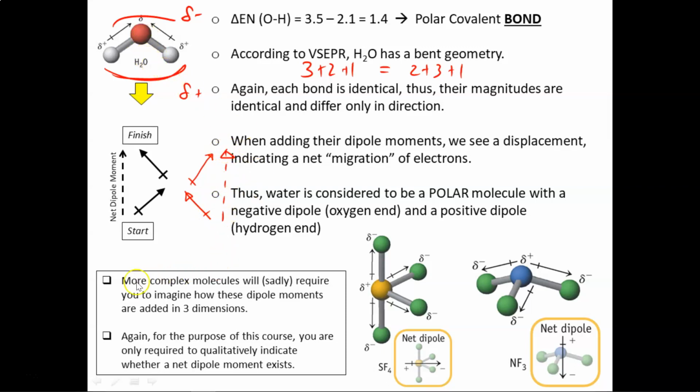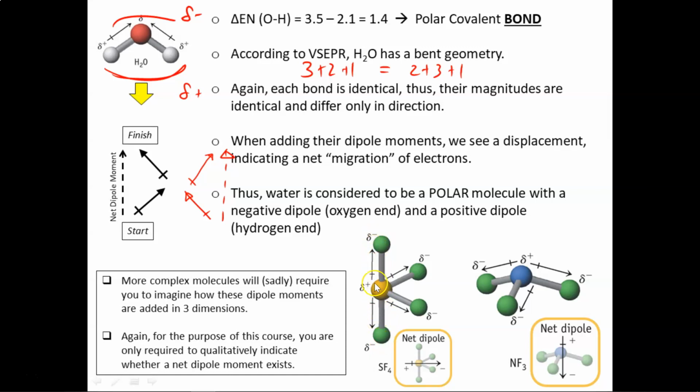All right. Now, sadly, more complex molecules will require you to imagine how these dipole moments are going to be added up in 3 dimensions. Now, thankfully, for this course, we're only going to look at it qualitatively, so all I need you to know is which end of this molecule is going to be more negative and which end is going to be more positive. So if you look at this one over here, imagine yourself as a diver, that you are the central atom, and you are attached to 4 dolphins, for instance. So one dolphin is pulling you up, the other dolphin is pulling you down. Well, which way are you going? Are you going to go up or are you going to go down?